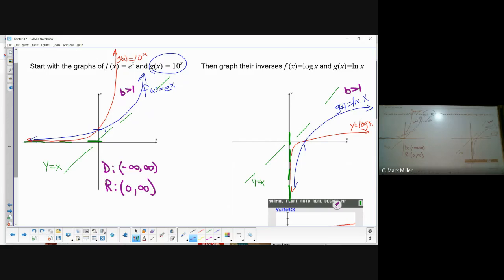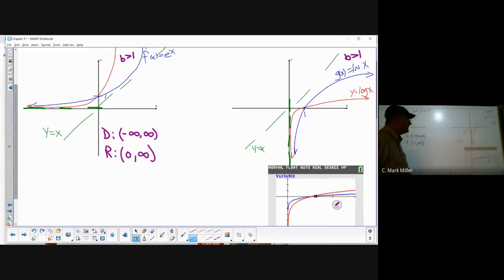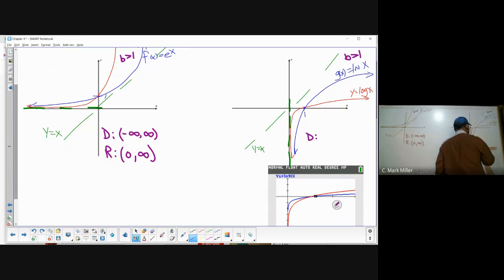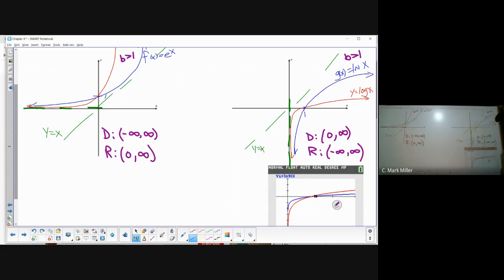Something you may or may not have noticed is that over here, they're swapped. The domain over here is only positive numbers. And this is always true for inverse functions. The range and domain flip. The range here is going to be minus infinity, all possible y values, up to positive infinity. All right. Just thought I'd toss that on there. No extra charge.